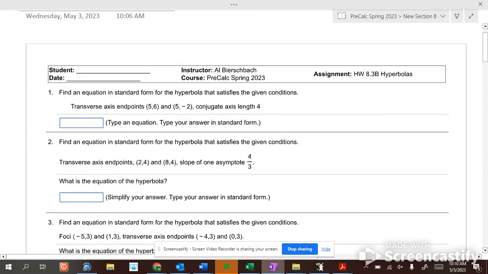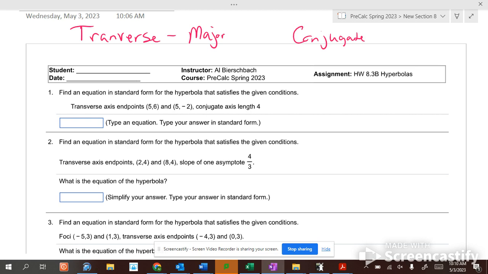When we do the problems today, you must understand that the transverse axis is what we would call the major axis, and the conjugate axis would be like the minor axis. Okay? So, when we're working with a hyperbola, it says the transverse axis endpoints are (5, 6) and (5, -2).